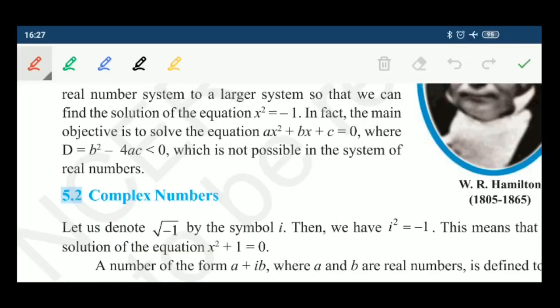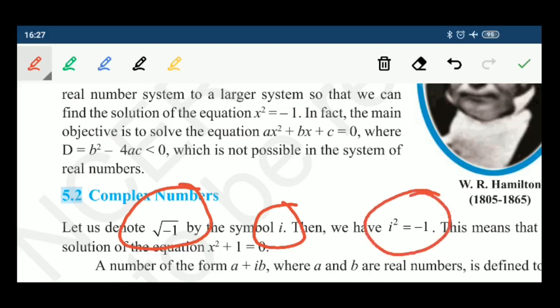You can see here, square root of minus 1 is equal to iota. This small i is known as iota, and the square of this, iota square, is equal to minus 1. Please note down.